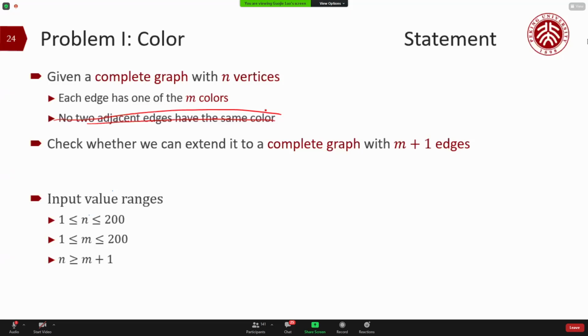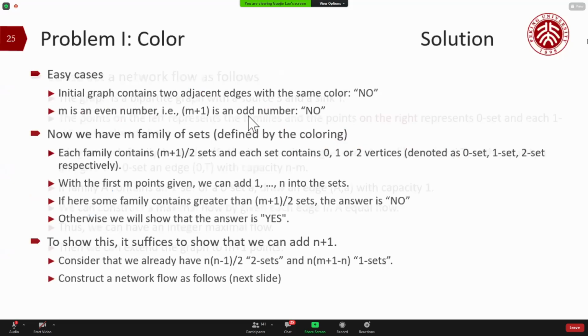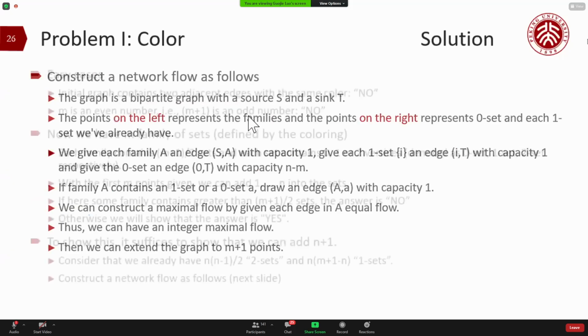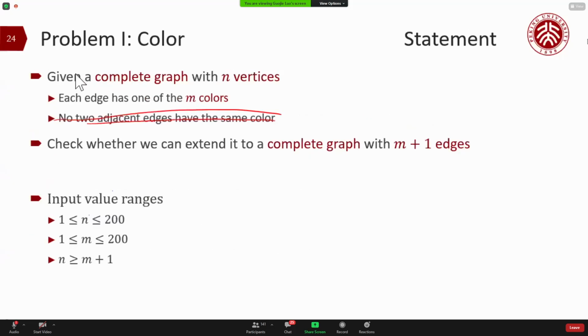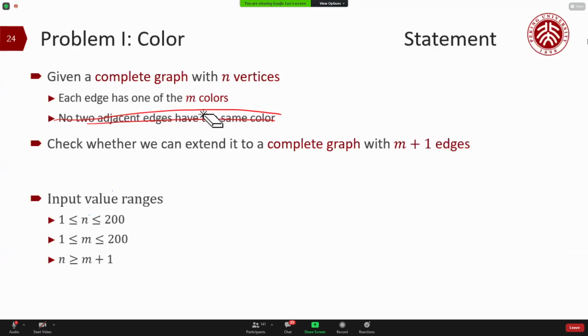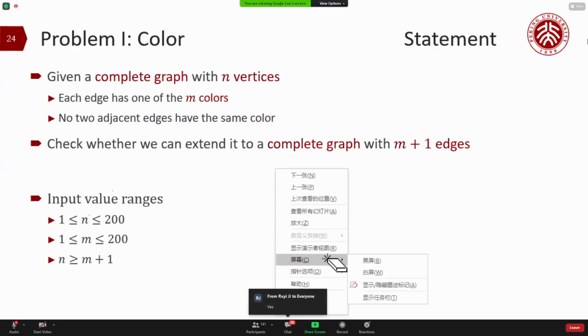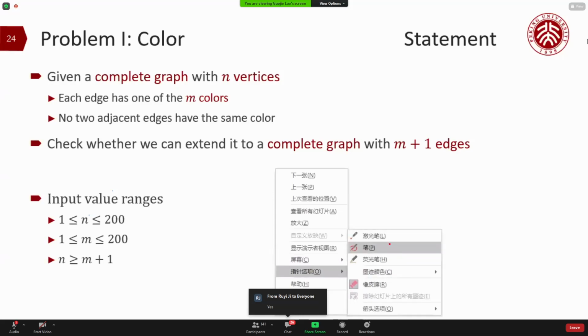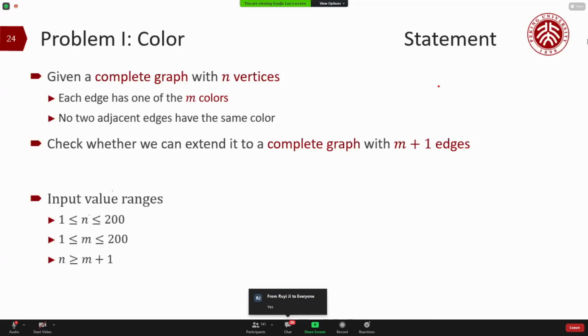Sorry, I made a mistake. This is the case for the legal coloring, but not the case for the input data. Okay. So we would like to color so that each edge is one of the m colors. Questions?